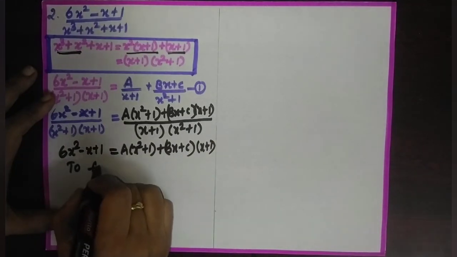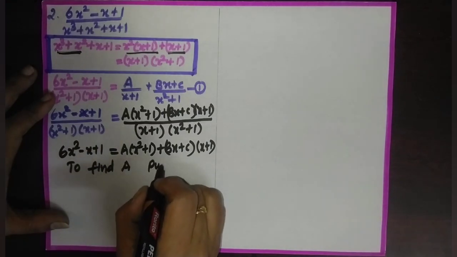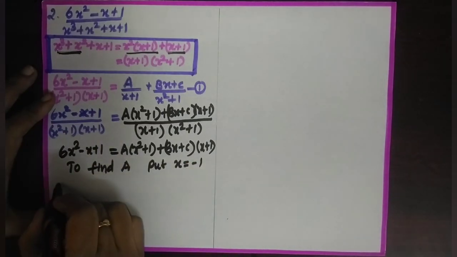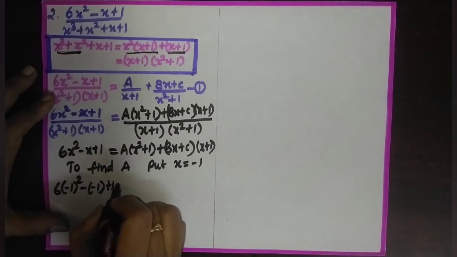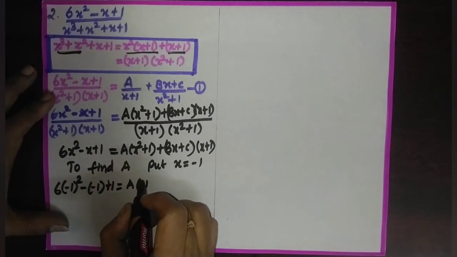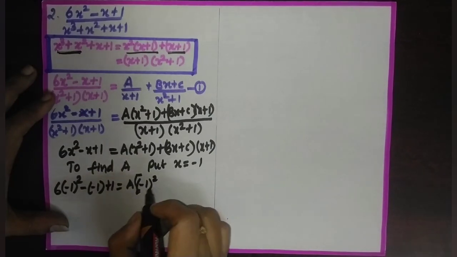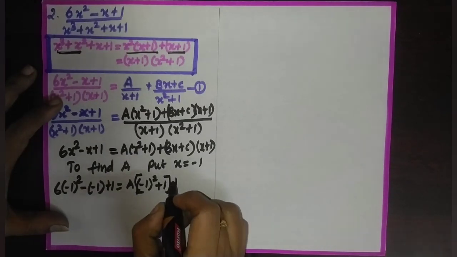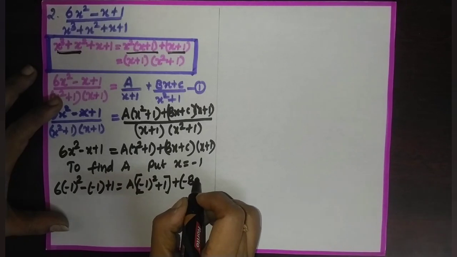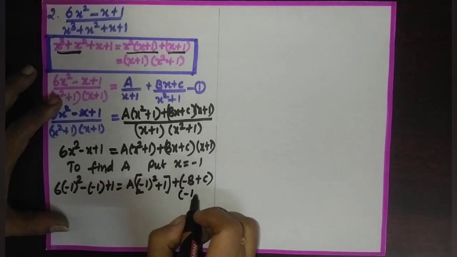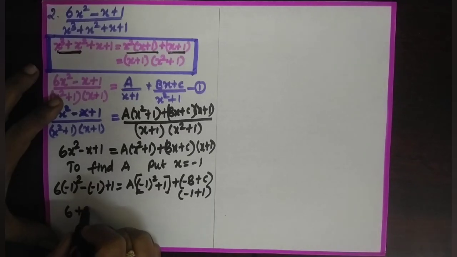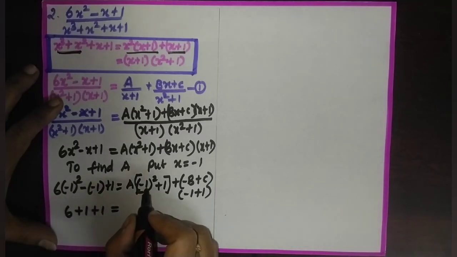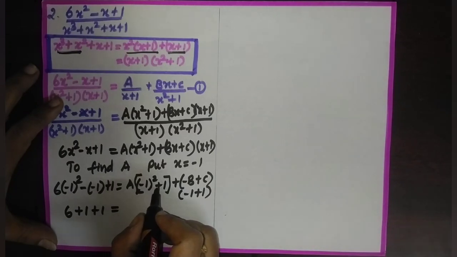To find a, put x equal to minus 1. Then we get 6 of minus 1 the whole square minus of minus 1 plus 1 equal to a into minus 1 the whole square plus 1 plus b into minus 1 is minus b plus c into minus 1 plus 1. Minus 1 the whole square is 1. So 6 into 1 is 6. Minus of minus 1 is plus 1 plus 1, which is equal to minus 1 the whole square is 1. 1 plus 1 is 2.